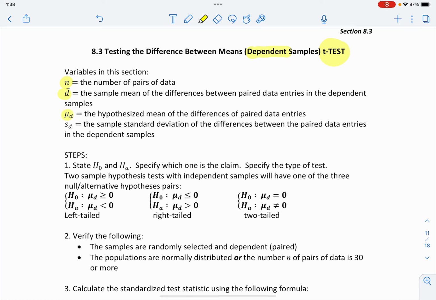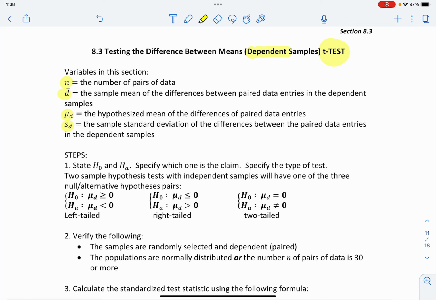Mu sub d is the hypothesized mean of the differences. And what we're really concerned with in these problems is: is mu sub d bigger than 0, less than 0, or equal to 0? I mean, is there improvement? Is there not improvement? And then finally, when you see s sub d, that's the sample standard deviation of all of the differences. If you subtract all those values and take the sample standard deviation, that's that value.